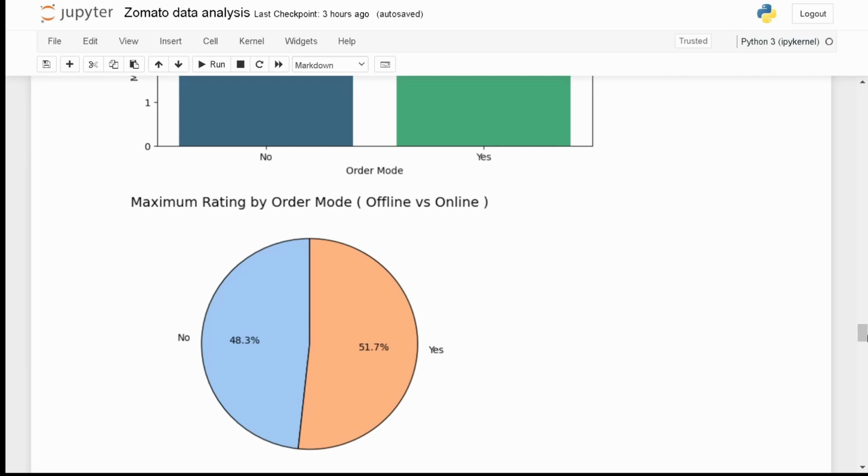This suggests that Zomato's online ordering system is meeting customer expectations more effectively, and future efforts could focus on further enhancing the offline experience to bridge the gap.